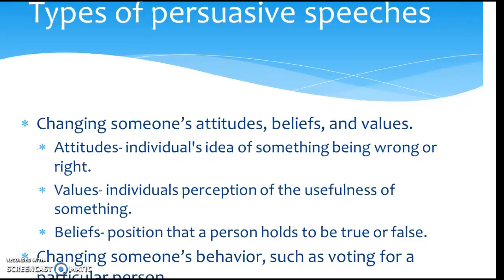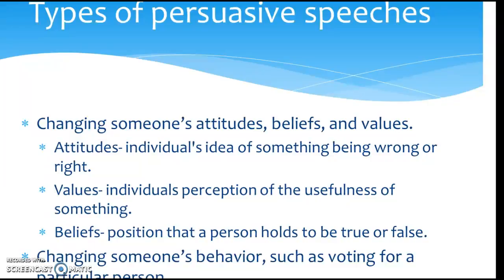So now let's look at the types of persuasive speaking. The first is changing someone's attitudes, beliefs, and values. So kind of changing their beliefs and attitudes so that they correlate with what you believe or what you feel, what you value. So attitudes are individuals' ideas of something being wrong or right. Maybe certain speakers might believe that abortion is right while others may believe it's wrong. And you want your audience to kind of correlate with those attitudes that you hold.